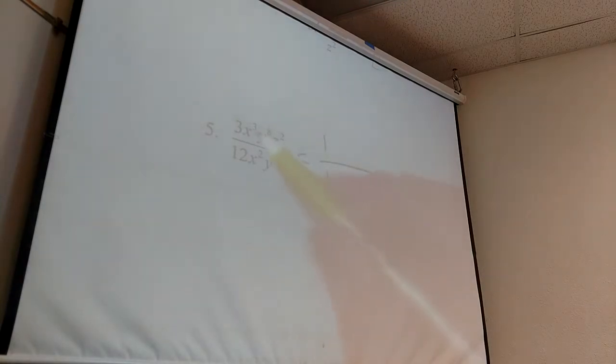Now look, how many x's cancel? 2. How many are left? 1. Where? At the top. How many y's cancel? 4. 4 y's cancel. How many are left? 4 on the top. What, 8 minus 4 is? 4.